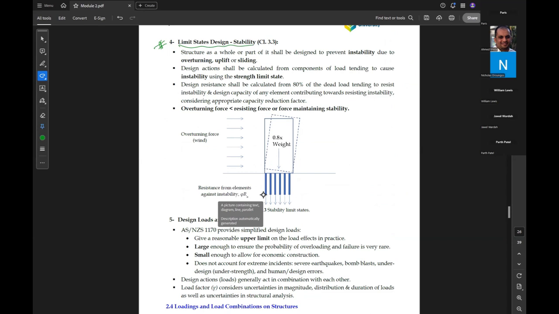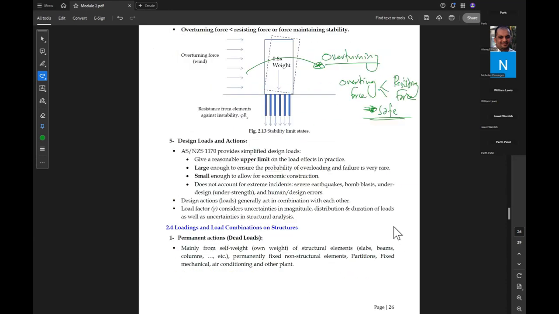So again, this is a tall structure, and we have applied some winds. So this building is subjected to overturning. So we need to make sure that the overturning force is less than or equal to the stabilizing force or resisting force, to make sure that this structure is safe. Okay, so these are some stability limit states.